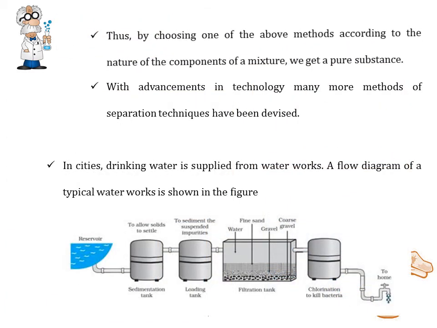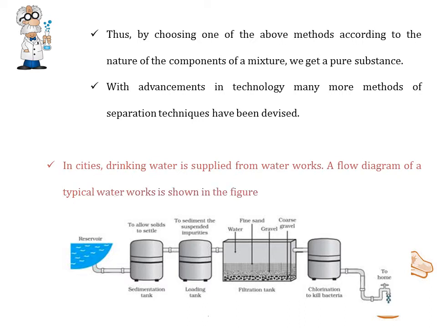Thus, by choosing one of the above methods according to the nature of the components of a mixture, we are able to get a pure substance. And with the advancement in technology, many more methods of separation techniques have been devised. So let's take a real-time example of how we separate the components of a mixture so as to get a pure substance. Let's take the case of drinking water.